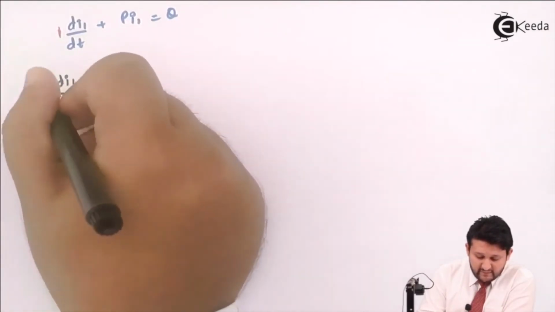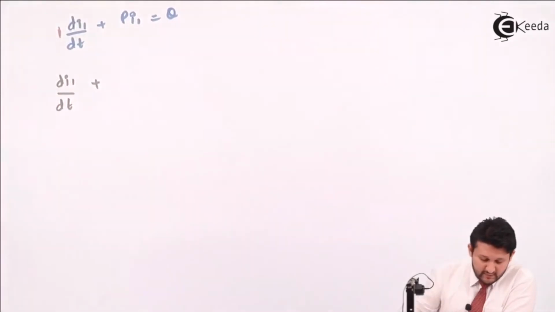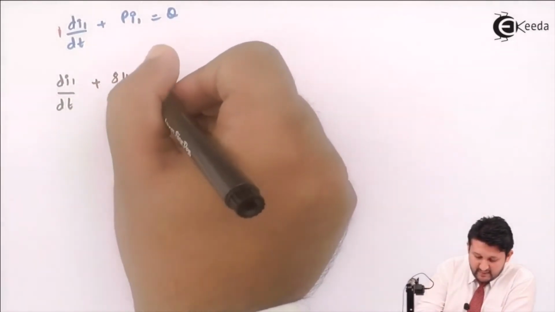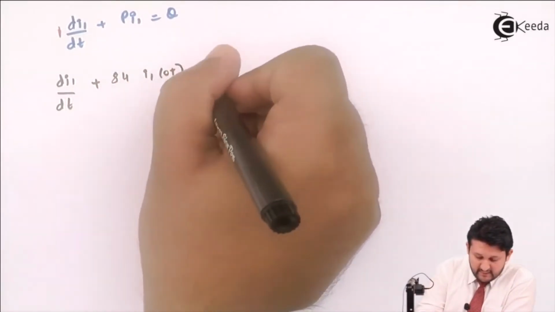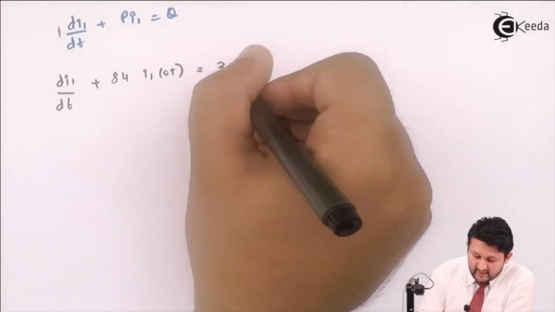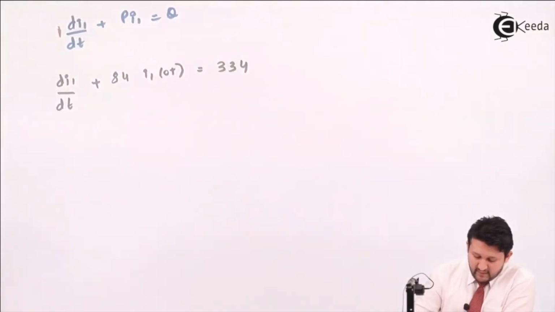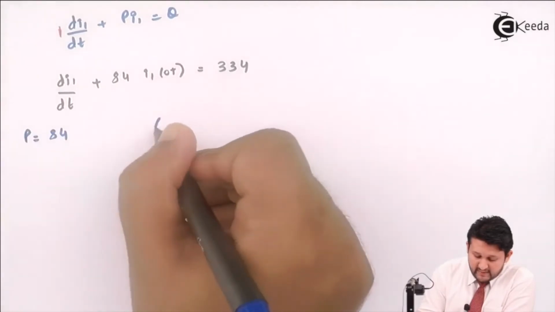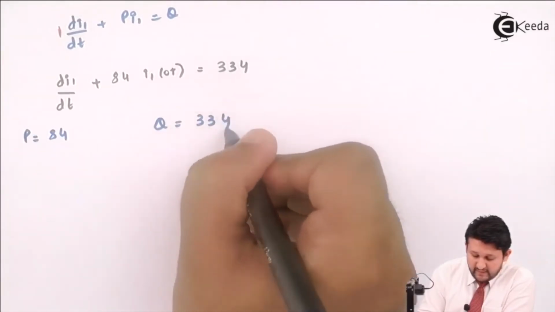Since to make the coefficient as 1, the term which you get is 8.4 divided by 0.1. So the value which you get is 84 I1(0+) equal to, next 33.4 divided by 0.1. So the value which you get is 334. If you compare the upper equation, you'll get the value for P. The value for P is 84 and the value for Q is 334.